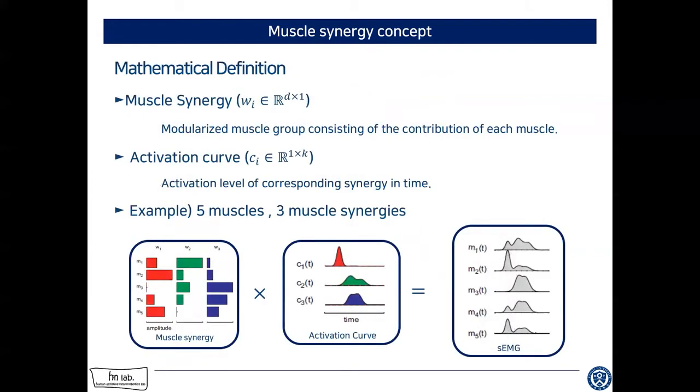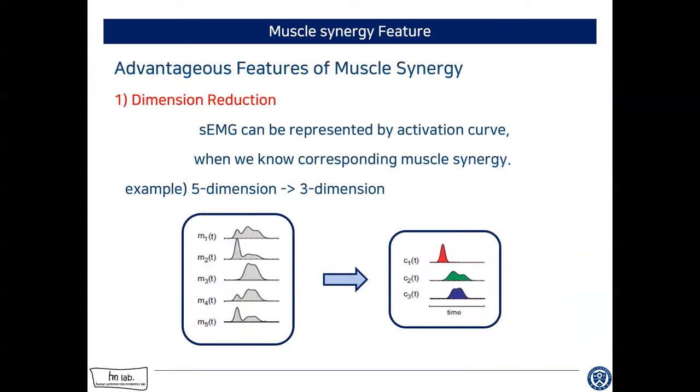The key idea of muscle synergy is that SCMG can be represented as a linear combination of both muscle synergy and activation curve. For instance, muscle synergy is represented as a column vector Wi, which represents the modularized muscle group consisting of the contribution of each muscle. And the corresponding activation curve is represented as a row vector Ci, which represents the activation level of the corresponding synergy in time.